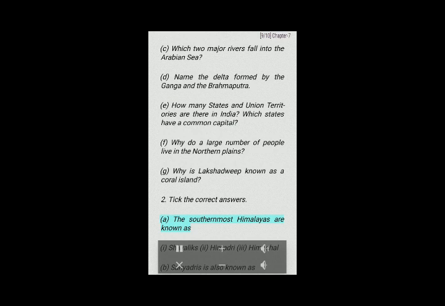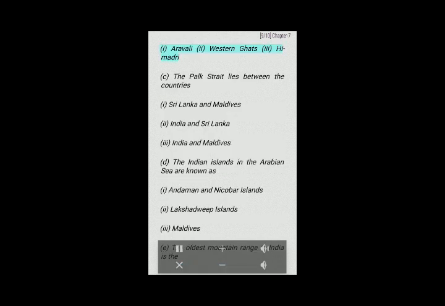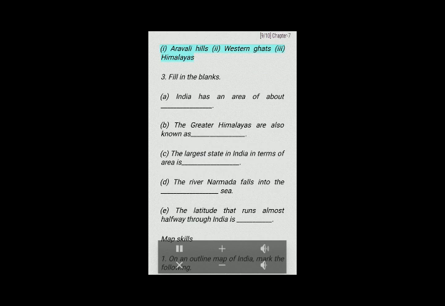2. Tick the correct answers. A. The southernmost Himalayas are known as: Shivaliks, Himadri, Himachal. B. Sahyadris is also known as: Aravalli, Western Ghats, Himadri. C. The Palk Strait lies between the countries: Sri Lanka and Maldives, India and Sri Lanka, India and Maldives. D. The Indian islands in the Arabian Sea are known as: Andaman and Nicobar Islands, Lakshadweep Islands, Maldives. E. The oldest mountain range in India is the: Aravalli Hills, Western Ghats, Himalayas.